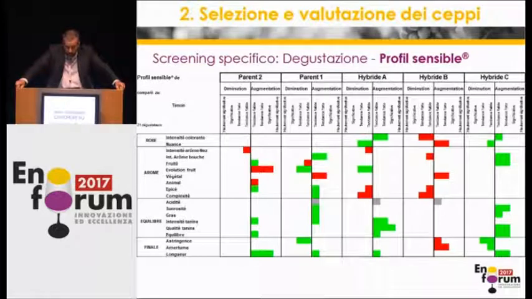Hybrid B has a profile almost entirely in red, so it does not correspond to the goals that we were pursuing. And at the tasting, it becomes evident that it will be discarded.